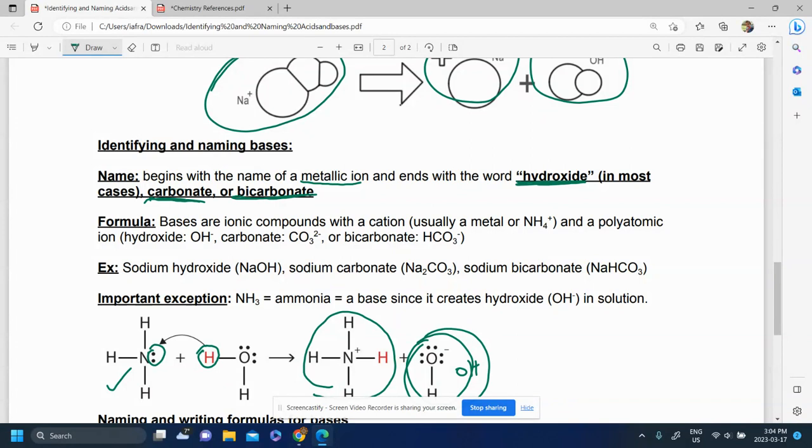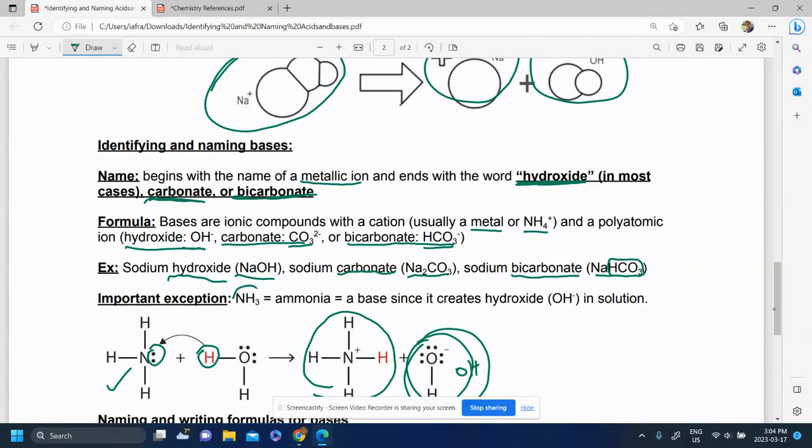How do you recognize a base from a formula? Well, bases are just ionic compounds where you have a cation, usually a metal or NH4 plus, and a polyatomic ion either being OH, CO3 2 minus, or HCO3. So if you see any of those polyatomic ions in the formula, then you're probably dealing with a base. So for example, NaOH has OH, Na2CO3 has CO3, NaHCO3 has HCO3. That's by formula. By name, sodium hydroxide, or by name, sodium carbonate, or by name, sodium bicarbonate.